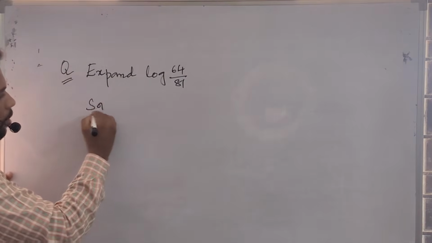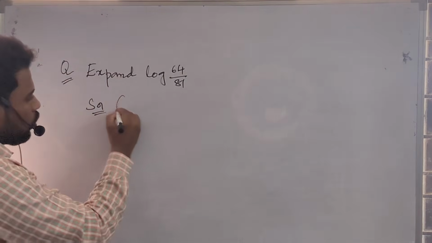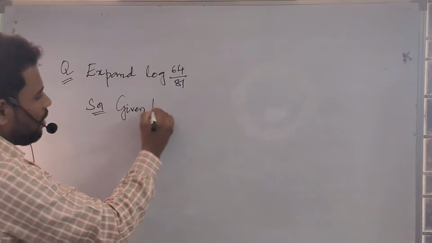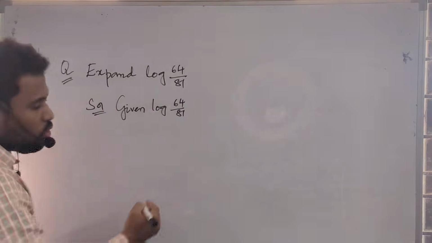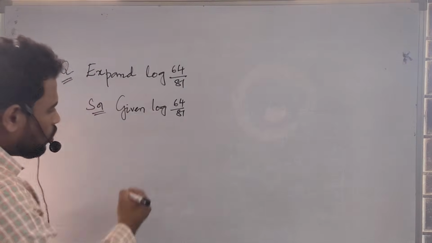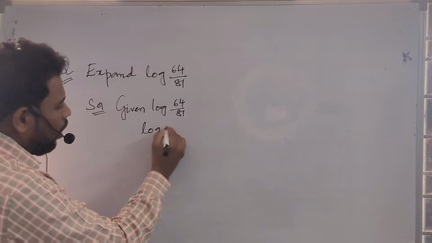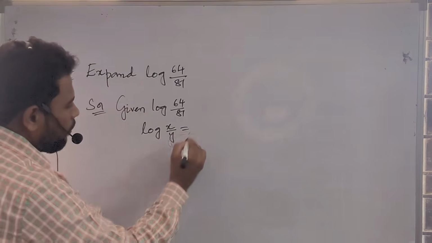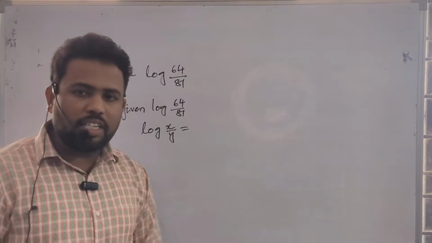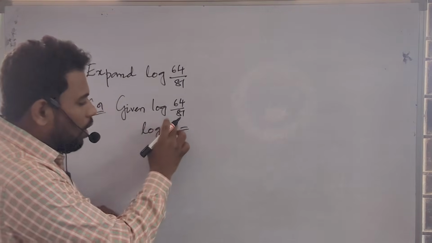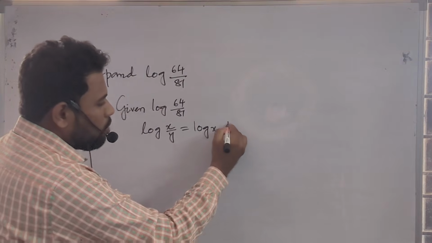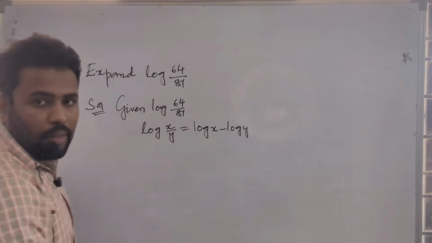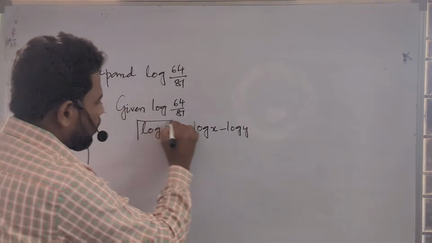Okay, so now we are going to apply the quotient rule. What is the given information? Given log 64 by 81. Here it is in the form of a division, so we are going to apply this formula: log x by y. What is log x by y? Log x minus log y.